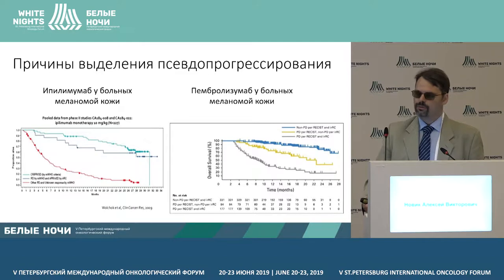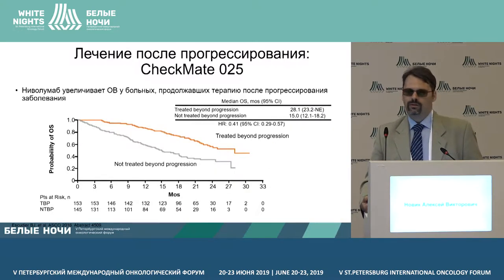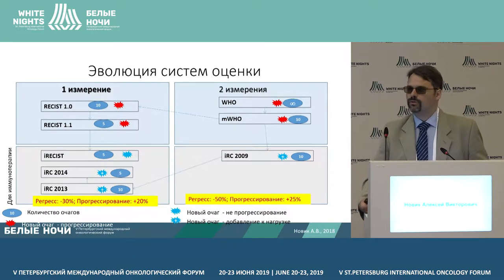Why do we segregate pseudoprogression? Because our clinical trials showed that there are patients who in fact meet the criteria of progression, but for whatever reason they live long. And of course their survival rates are worse than those of patients with no progression, but nonetheless. The second aspect is the situation related to melanoma. Basically, there are no efficient methods of treatment, and patients who continued treatment displayed better survival as opposed to patients who discontinued treatment.